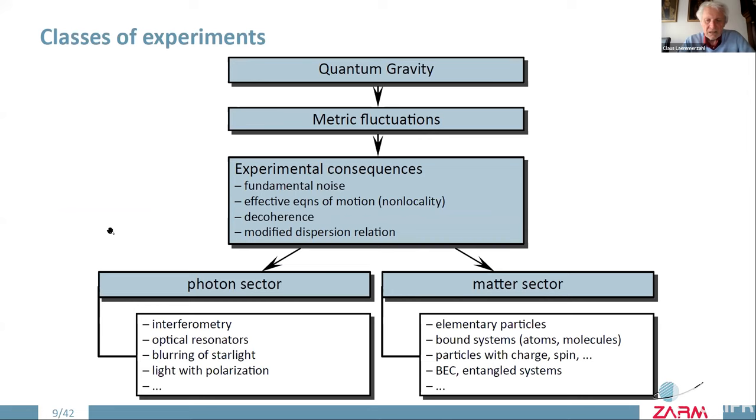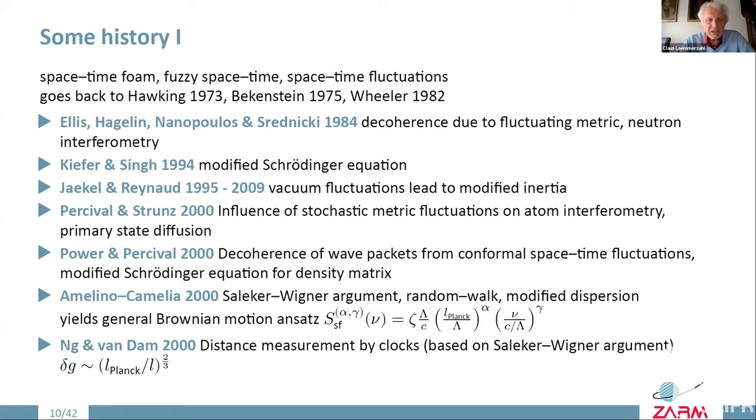There is some history on these space-time fluctuations. It goes back to Hawking, Bekenstein, Wheeler, and so on. And I think the first analysis of metric fluctuations with experiment comes from John Ellis and co-workers, who analyzed the decoherence effects on neutron interferometry due to a fluctuating metric. Then there were modified Schrödinger equations, and also a large amount of papers on vacuum fluctuations leading to modified inertia. Also there was the primary state diffusion discussion in the early 2000s.